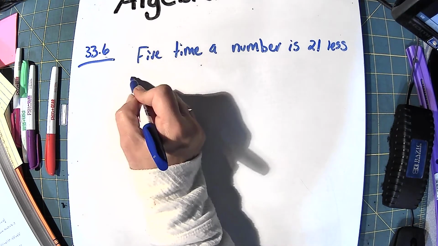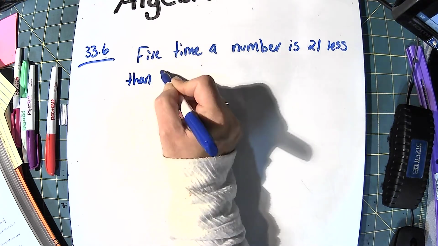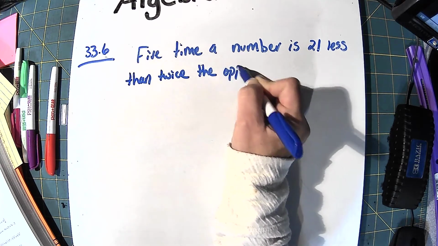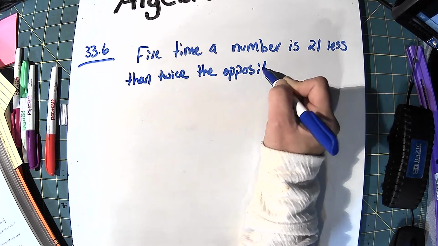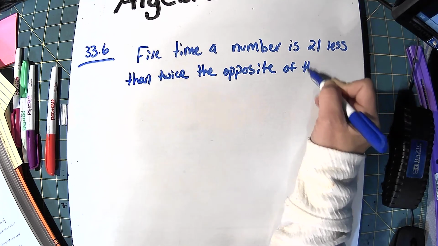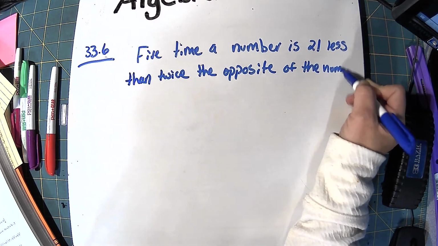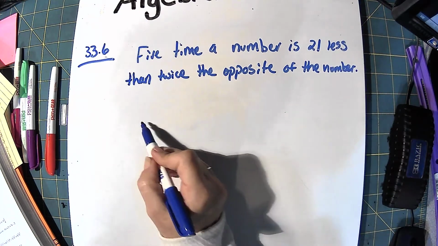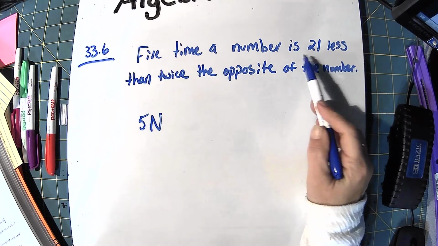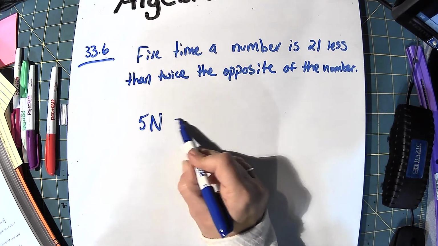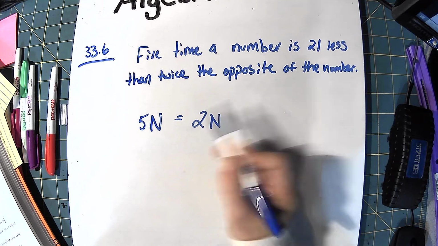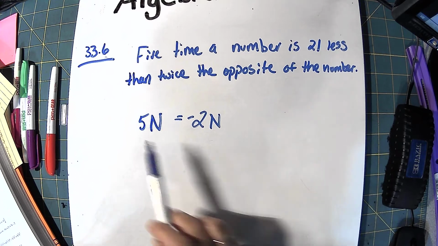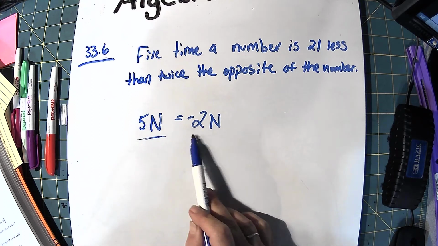Then twice the opposite of the number. Okay, so 5 times the number, that'd be 5n, is 21 less than twice the opposite of the number. So I'm going to write twice the opposite of the number is that. Now I got to figure out where this 21 less goes. So it's saying this is 21 less than this.